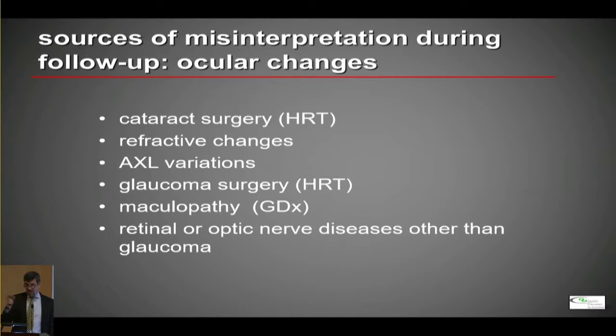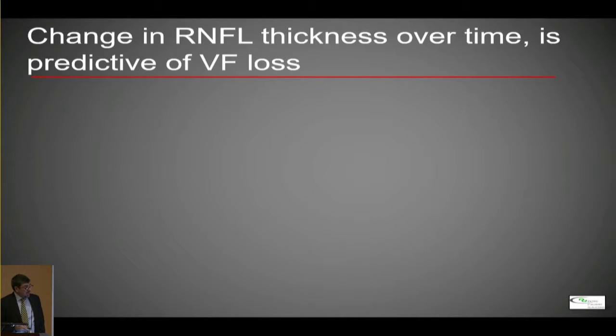During follow-up, we also have to consider some sources of misinterpretation, like cataract surgery, since this changes the optical magnification of the fundus of the eye and can change the result of the HRT. So after cataract surgery, we have to reassess the baseline of our system. The same goes for refractive changes, axial length variation, and glaucoma surgery. We know that after glaucoma surgery there is a change in the shape of the cup, and this can mislead the results of HRT, and so forth.